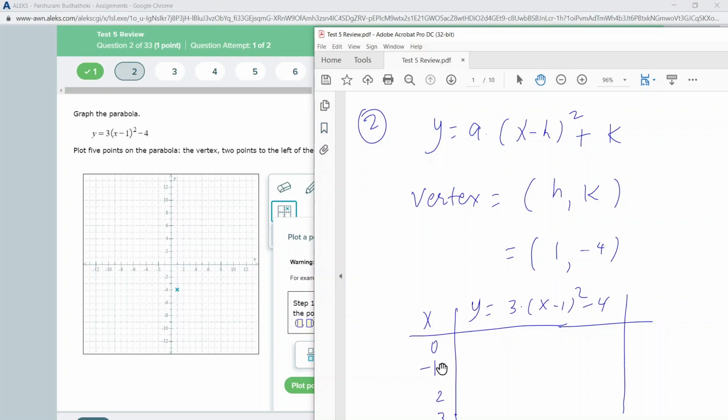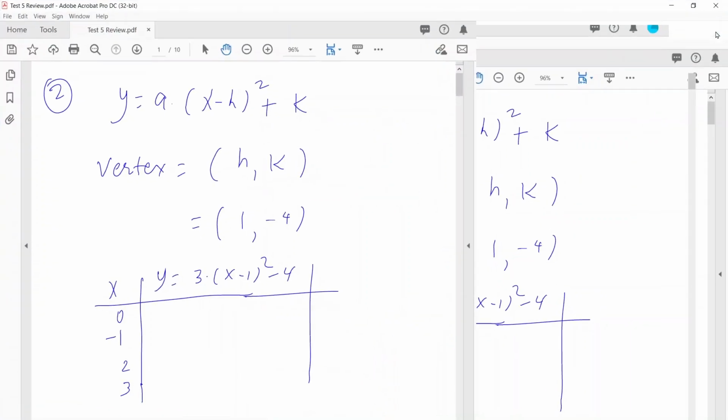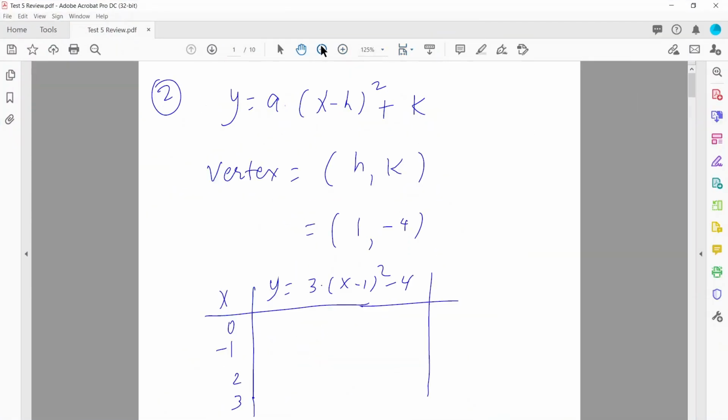I just picked 0 and -1. So just pick the points which are easy to choose, plot, and then when you plug in to calculate as well. If I put x equal to 0 here, then you can see that 3 times x minus 1. I'm going to make it bigger and then show you. So if I put this here, that will be y equal 3 times 0 minus 1 squared minus 4. And if you do this math, -1 squared is +1. So it's basically 3 minus 4, which is -1.